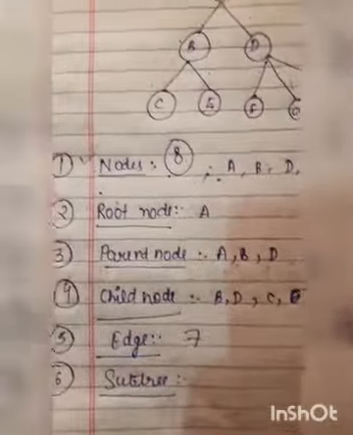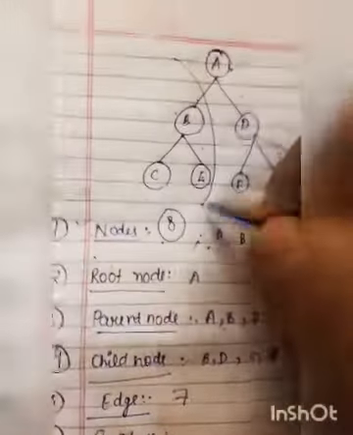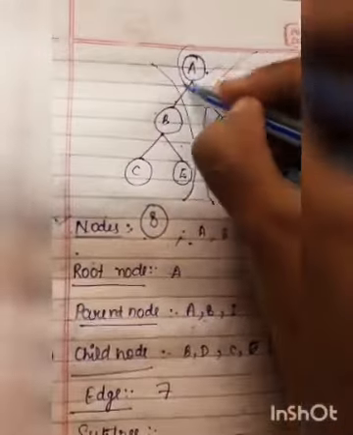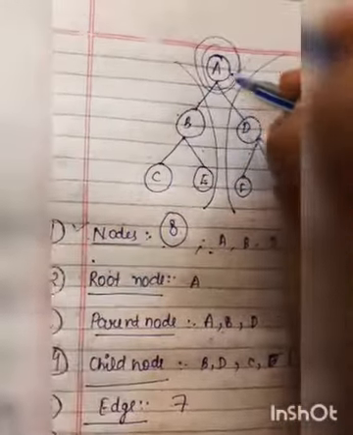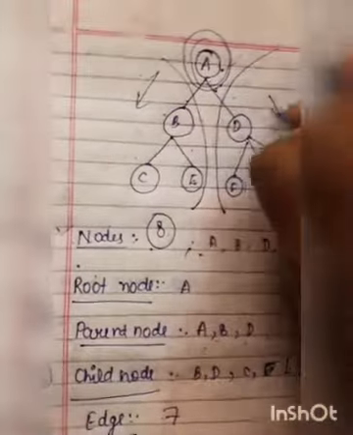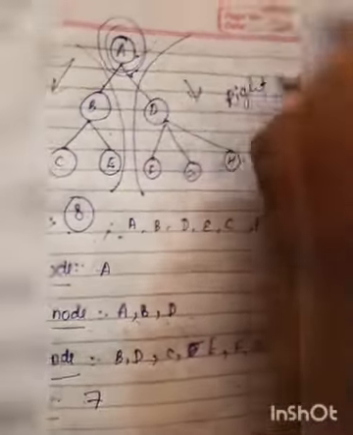Next is subtree. Every tree has only 2 subtrees, that is the left subtree and the other one is the right subtree. I did the classification from A. Keeping A in mind, I decided this is left and this is right. So this is the left subtree and this is the right subtree. Fine.